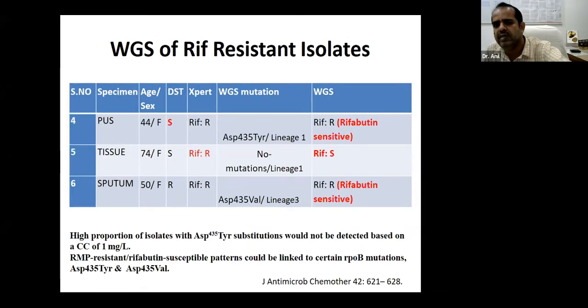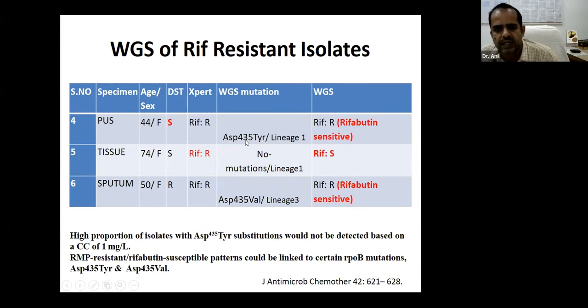Then 3 more isolates, which were rifampicin resistant by GeneXpert, and we had the isolates, which we sent for whole genome sequencing. It's interesting. You see the first isolate, when we did the phenotypic DST with MGIT, it was sensitive. GeneXpert says it was resistant. WGS, whole genome sequencing, identified a mutation, and it reported it as resistant.